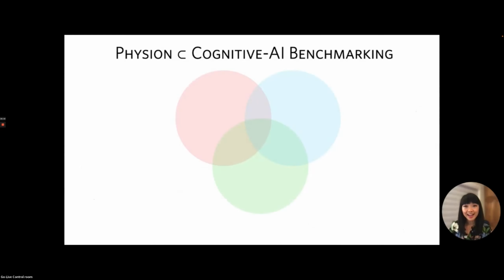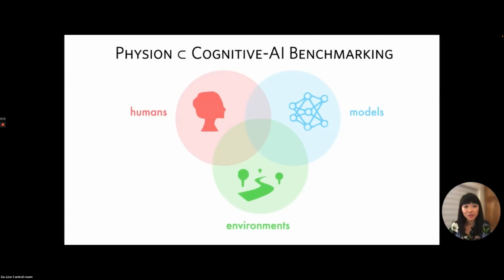And the final idea I'd like to leave you all with is that you can think of Physion as just one instantiation of a larger enterprise that my collaborators and I call Cognitive AI Benchmarking, or CAB for short. CAB is not business as usual in AI or cognitive science, but rather brings together the study of human cognition, the design of new algorithms, and engineering of realistic virtual environments. And this is the kind of multidisciplinary teamwork we think will really pay off in the long run.